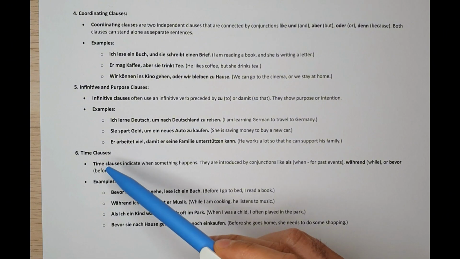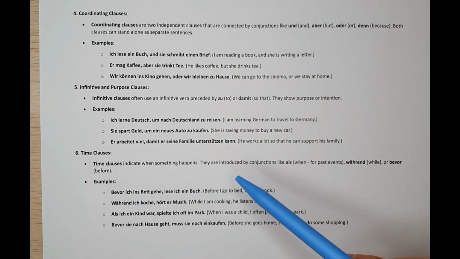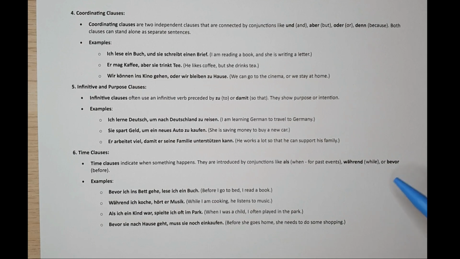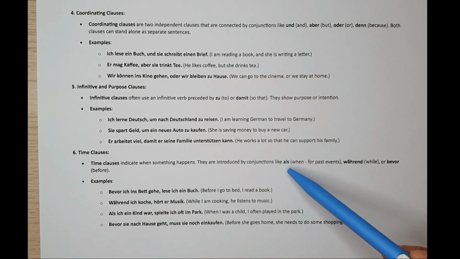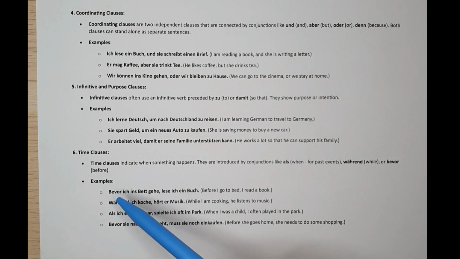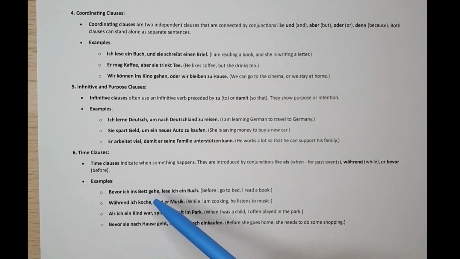Time clauses. Time clauses indicate when something happens. They are introduced by a conjunction like als, während, wenn, or bevor. This is very important, by the way, to know how to start sentences with als. For instance, oftentimes in stories, in small chat and small talk in German, you will need to be using these sorts of sentences. Bevor ich ins Bett gehe, lese ich ein Buch. Before I go to bed, I read a book.